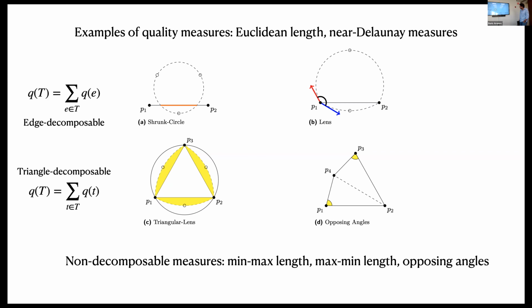Can you repeat the opposing angles issue? So if I have a triangulation, given an edge of the triangulation, you look at the two adjacent triangles and you look at these two angles. And if this triangulation is a Delaunay triangulation, then the sum of these two angles should be at least pi. Otherwise, it would be less. So how close it is to pi is the measure of how close this edge is to being Delaunay.